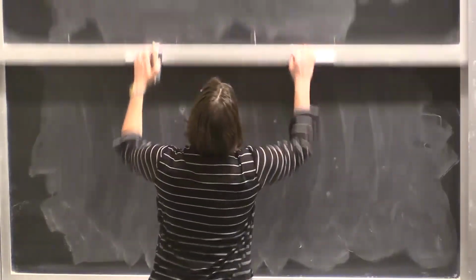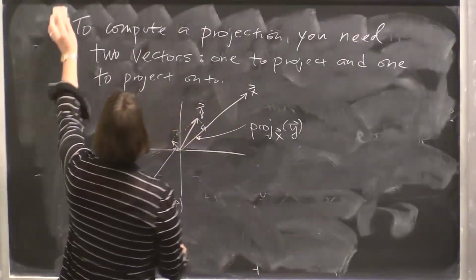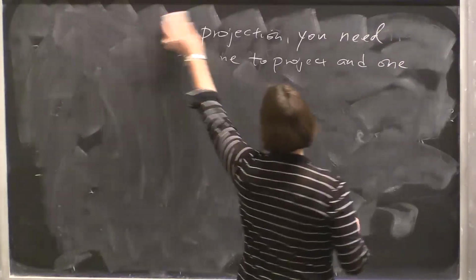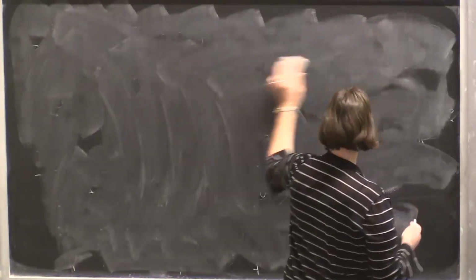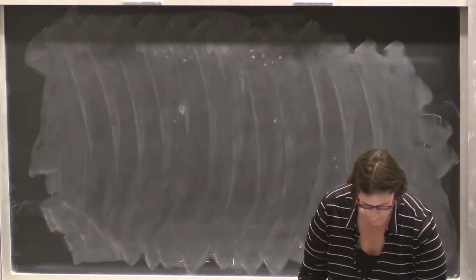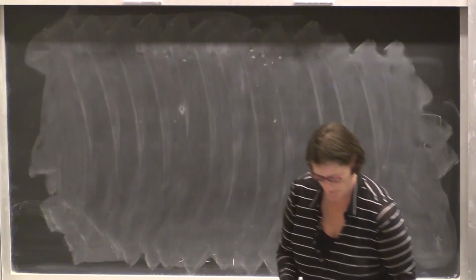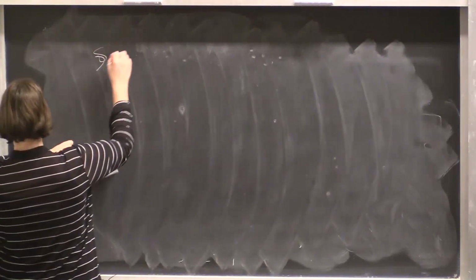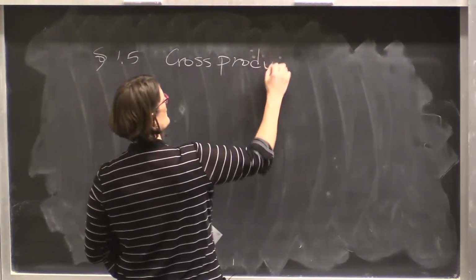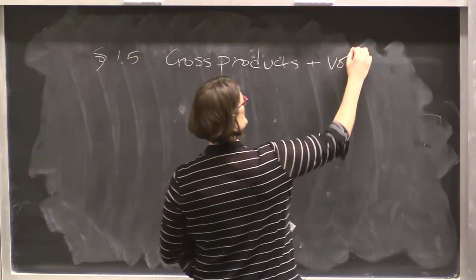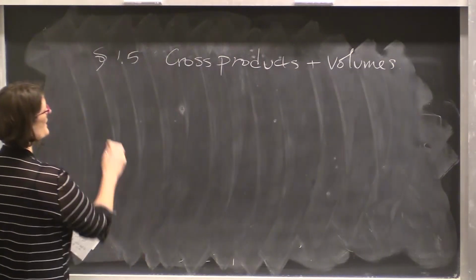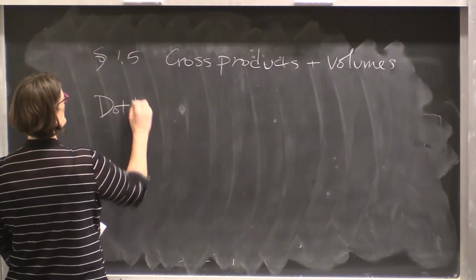Okay, so we're now moving on to the other thing that we do with vectors, which is we compute cross products. Now, cross products, I believe you've seen somewhere, but you're going to be reminded of them anyway. So this is section 1.5, cross products and volumes. So let me remind you of dot products.